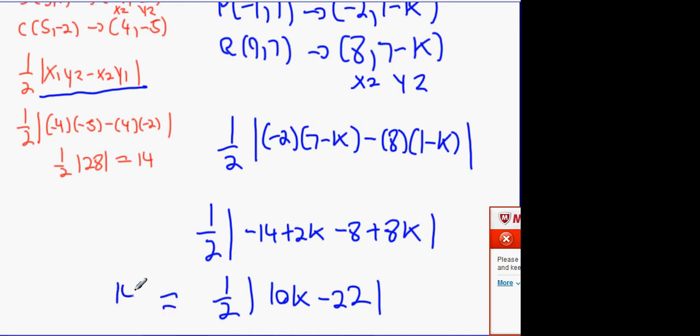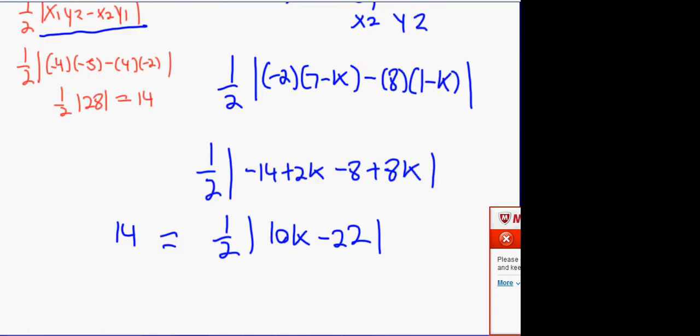It's 14, right? Multiply both sides by 2, and we get 10k minus 22 equals 28. Now what can we do to both sides? Square both sides. Now there's actually 2 ways of doing it. I'll show you the first way. The first way is this can be either minus 28 or plus 28. Would you agree with that? Because minus 28 and plus 28 give the same answer of 28. So you can do it this way.